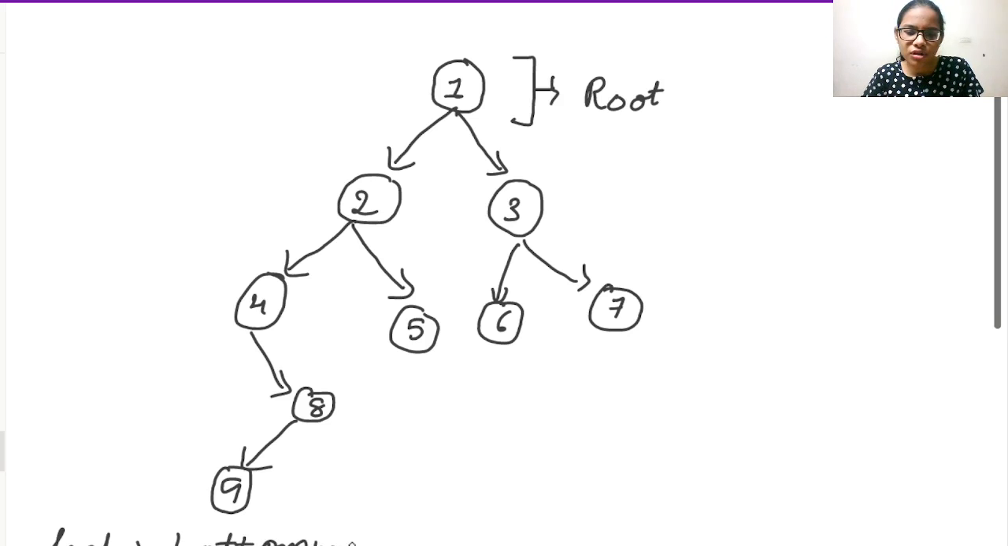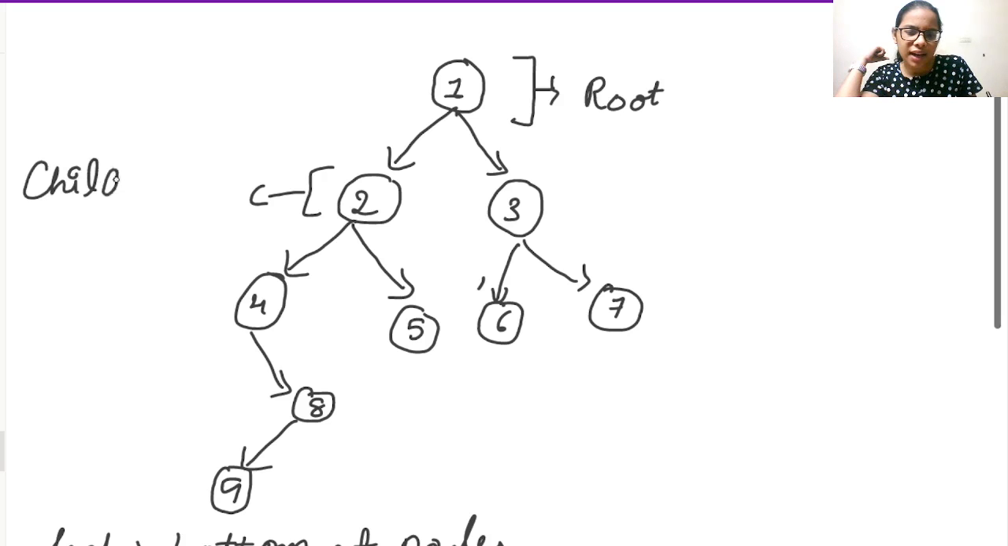The bottommost nodes, we can name them as nodes, because this is linked to this. 1 is linked to 2 and 3, 4 and 5 are linked to 2, and 6 and 7 are linked to 3. So this way all the nodes are linked to each other. Now these are known as child, or children, of 1. So over here let me write children.